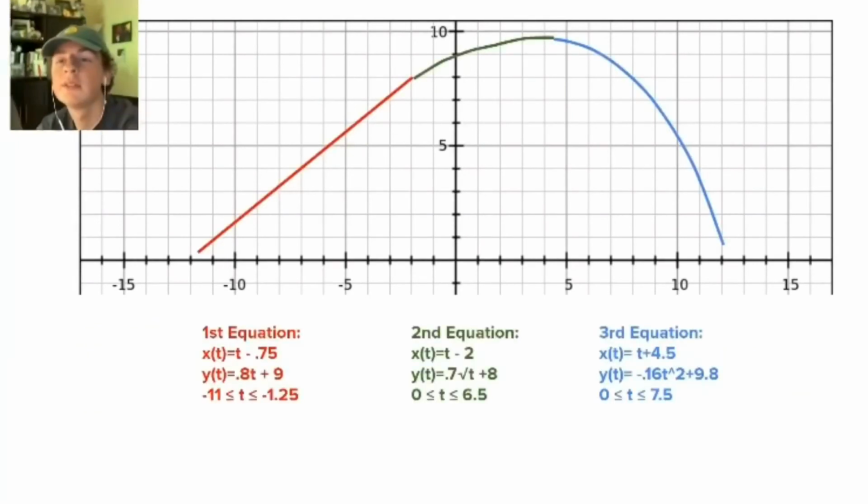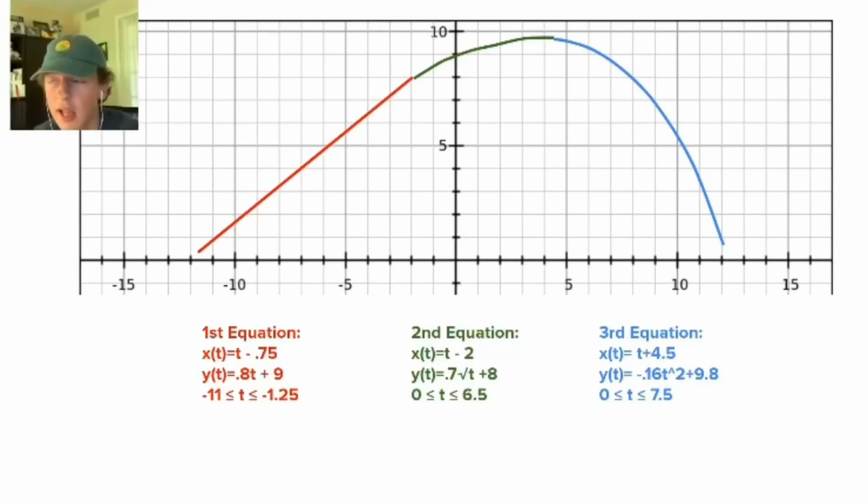Those 3 parametric equations track Nate's kick pretty much perfectly. Again, it's an approximation, so it's not exactly perfect, but it's done pretty well.